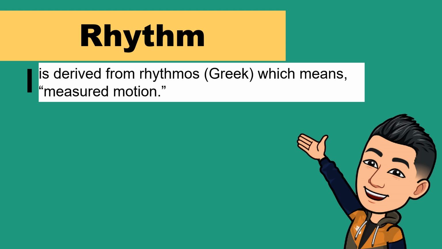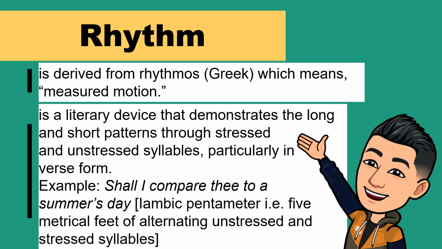Okay, rhythm is derived from rhythmos, Greek, which means measured motion. It is a literary device that demonstrates the long and short patterns through stressed and unstressed syllables, particularly in verse form. Example: "Shall I compare thee to a summer day," iambic pentameter, etc. Five metrical feet of alternating unstressed and stressed syllables.